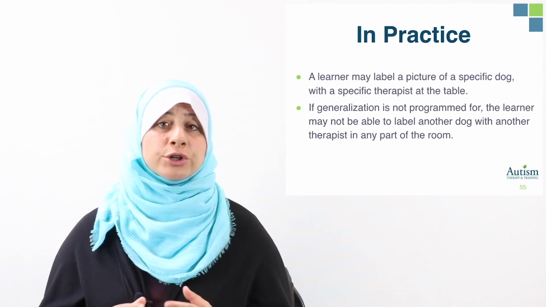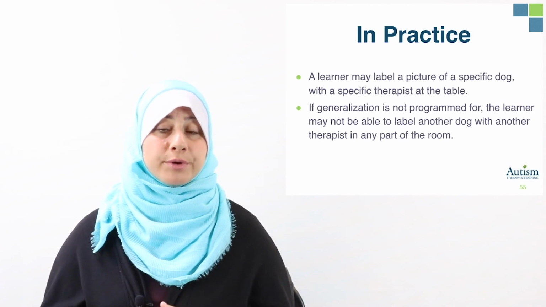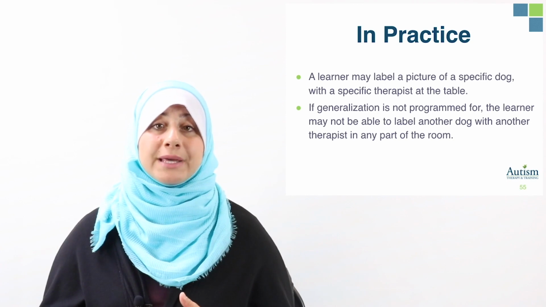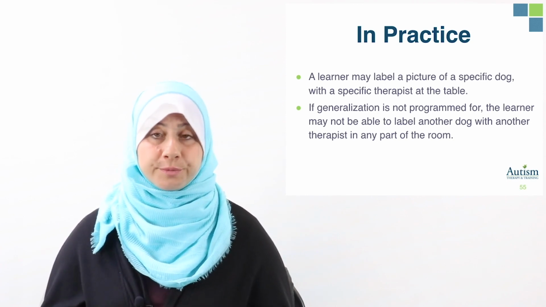In practice, a learner may label a picture of a specific dog with a specific therapist at the table. If generalization is not programmed for, the learner may not be able to label another dog with another therapist in any other part of the room.